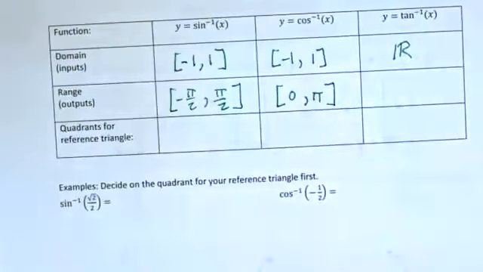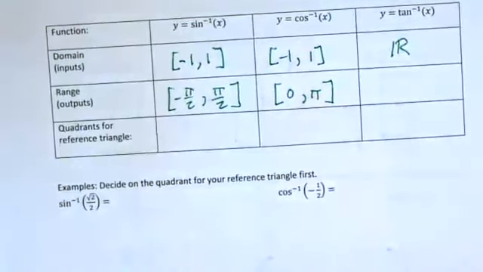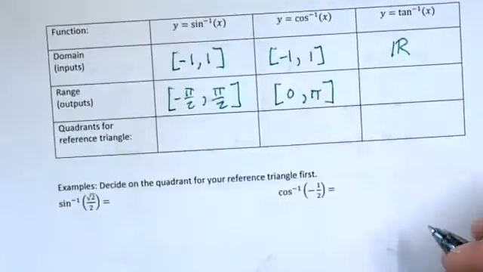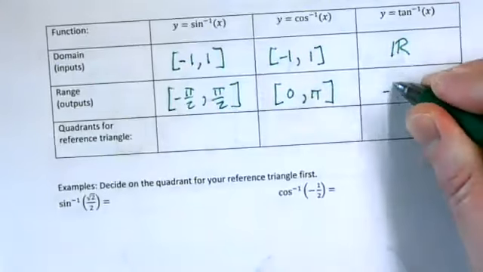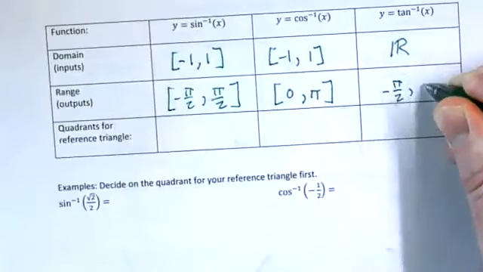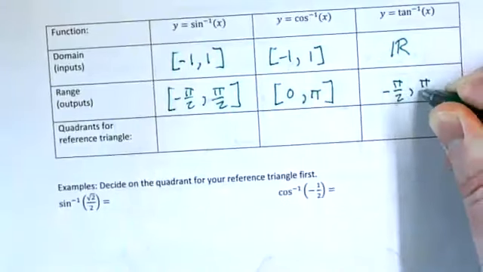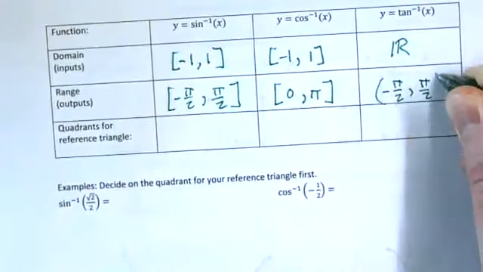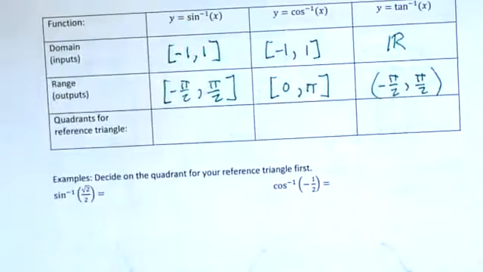And tangent is almost the same as sine. One minor difference, and what is that difference again? No square brackets, because why? It doesn't include -π/2 or +π/2, because what's happening at those values? Those are our vertical asymptotes, right?